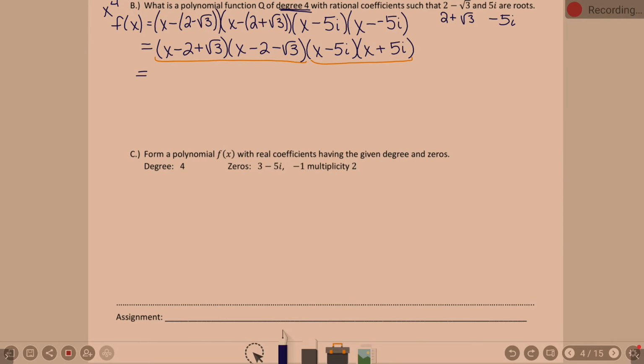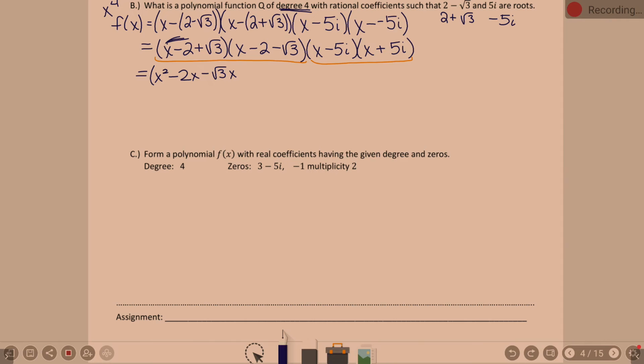So, you ready to multiply? I'm not sure if I'm going to write all the arrows in, but I'm going to take the x first and multiply it by each of the 3 items in the next parenthesis. So x times x is x squared. x times minus 2, minus 2x. x times minus square root of 3. You can write that as minus square root of 3x if you want. Just make sure your x doesn't go under the radical. Or minus x square root of 3.